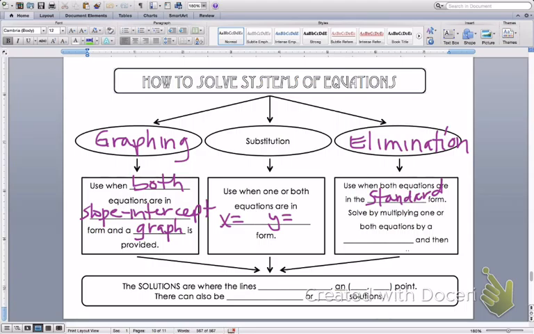So we want to use it in standard form, solve by multiplying one or both equations by a constant, meaning just a number. Sometimes they'll eliminate right away, and then where it got cut off here, eliminate.